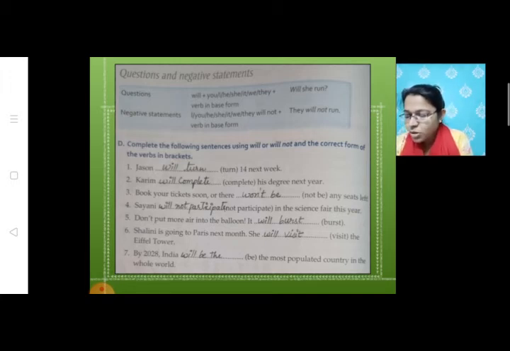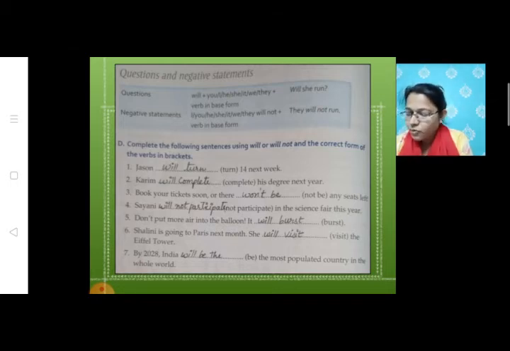Third one, book your tickets soon, or there ___ not be any seats left. So here you can see that this sentence is negative. If you don't book your tickets, there won't be any seats left. So they have written won't be. And remember, I told you that won't is the short form of will not, and be is already given along with it. So it would be: book your tickets soon, or there won't be any seats left.